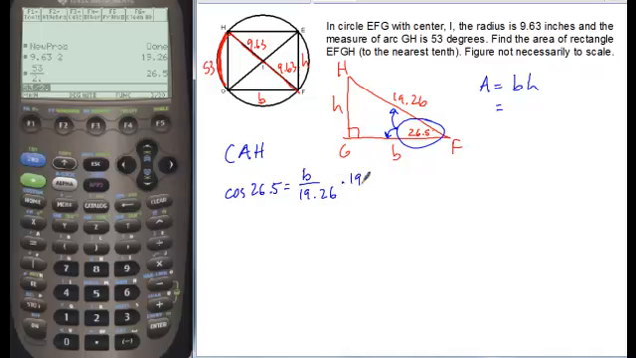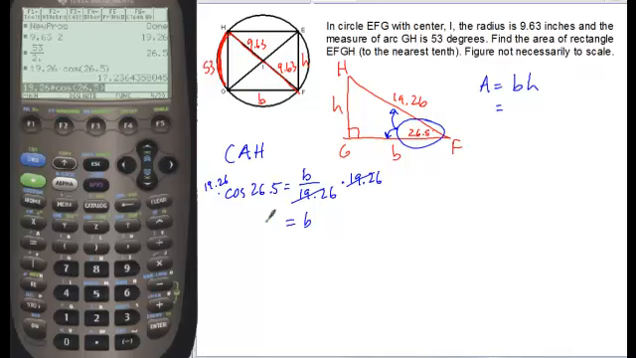Therefore, if we just multiply both sides by 19.26, we can isolate b, and we solve for our base. So if we take 19.26 times the cosine of 26.5, we get b to be about 17.2.